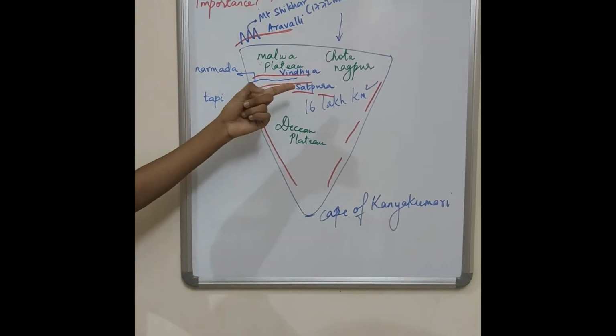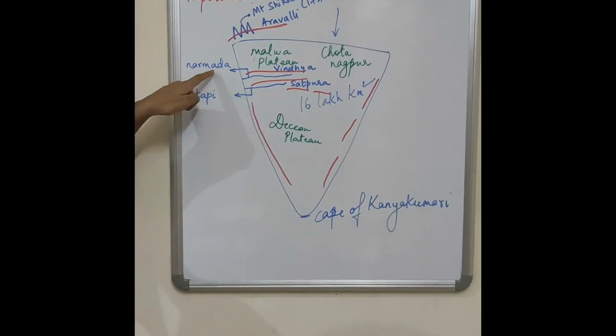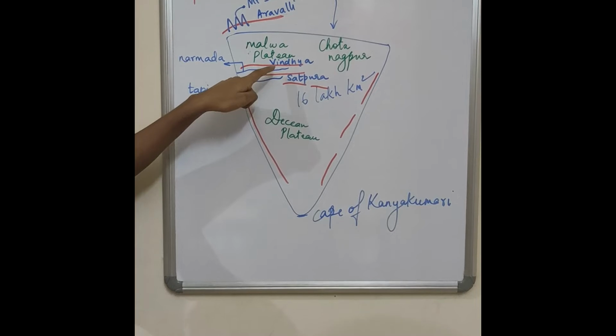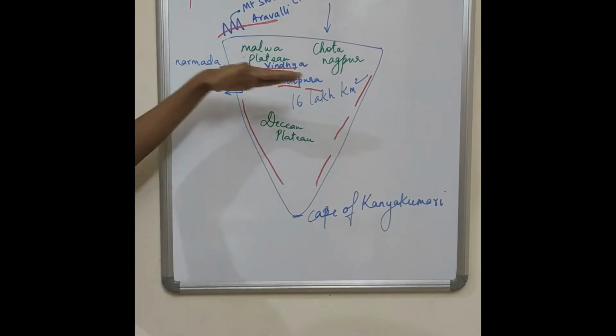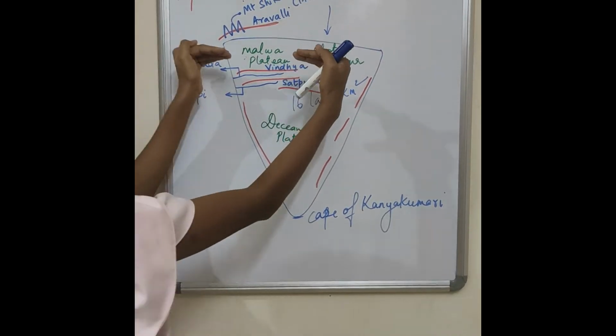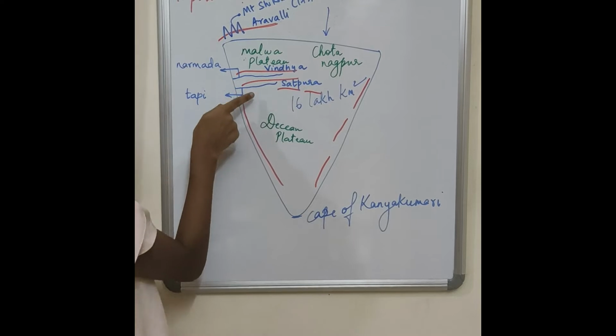And then over here we have the Vindhya mountain range, which is towards the north of the Narmada river valley, okay, and Satpura range runs in the east-west direction. It's to the south of the Vindhya mountains, and it is in between the Narmada and the Tapi rivers.